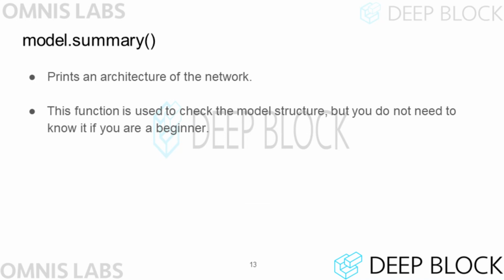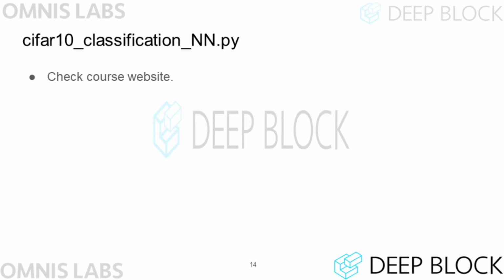All other codes are things you learned in the previous class, so you should have no trouble understanding them. However, the method called summary in the 23rd line is something new. When the model.summary method is called, it prints the structure of the compiled model to the console. Now, write additional code in the CIFAR-10 classification nn.py file to complete the program. The full code can be found on the course page.